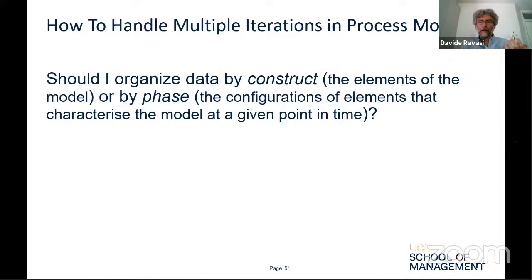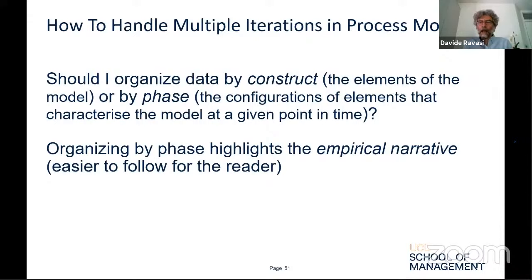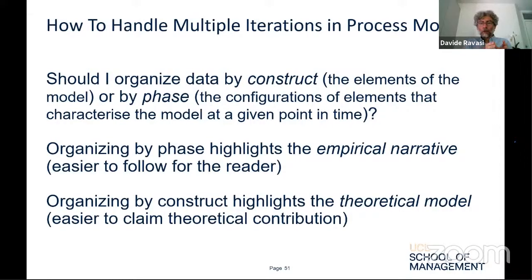Because if you organize by phase of these cycles, you're highlighting this empirical narrative, which makes it easier to follow, but then you kind of lose the theoretical dimension. If you emphasize the theoretical dimension, then you're showing how each step of the process happened: phase one, phase two, phase three, second step, phase one, phase two, phase three. So the theoretical framing of your analysis is clearer, but the chronology gets messed up. And I've encountered this problem at least three times.